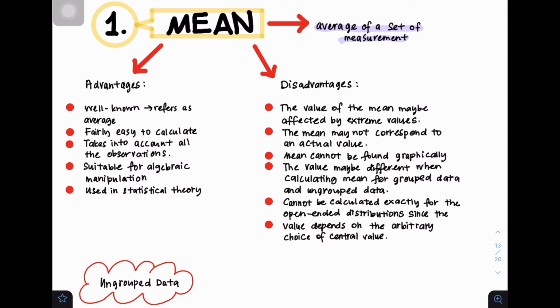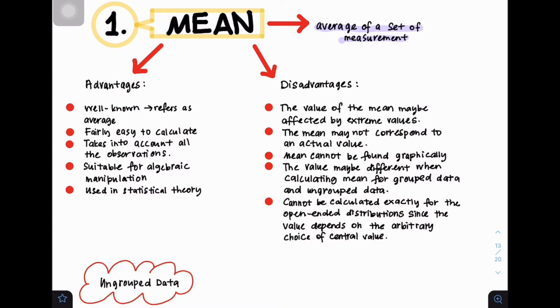Okay, mean cannot be found graphically. So kita tak boleh cari mean menerusi graph. Kita memang kena kira menggunakan formula. The value may be different when calculating mean for group data and ungroup data. So katakanlah kalau kita kira mean masa keadaan data kita tu group ataupun ungroup, kadang-kadang dia memberi nilai yang berbeza. Okay, they affected by the way kita cari the mean. Cannot be calculated exactly for the open-ended distribution, since the value depends on the arbitrary choice of central tendency. So this one is the general disadvantages. Alright, so this is mean.